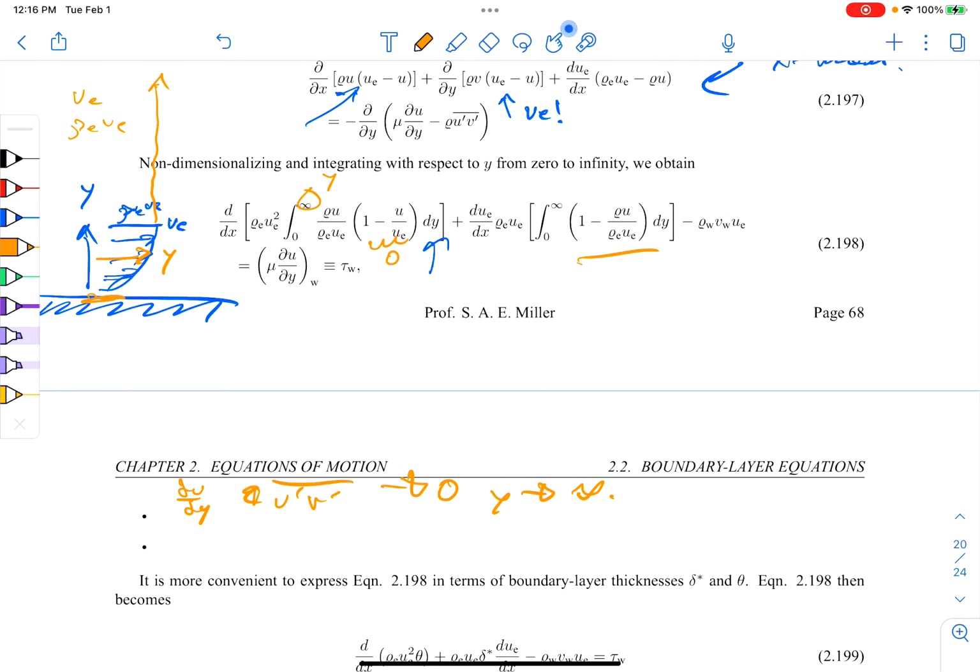And also there should be something at the wall. Well, of course, u equals 0 at the wall. That's just a given no slip condition. But since we're dealing with turbulence, you probably don't always note that u'v', for example, goes to 0 as y goes to 0.